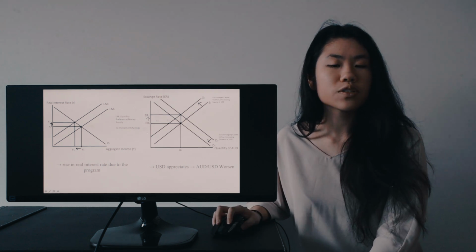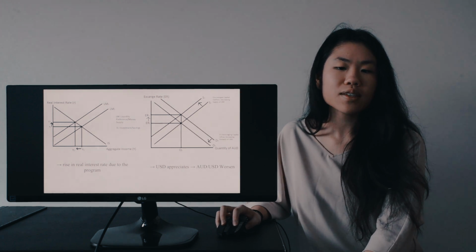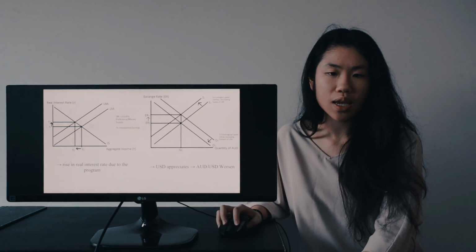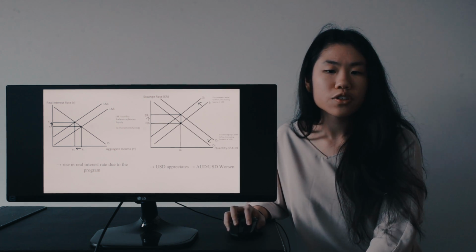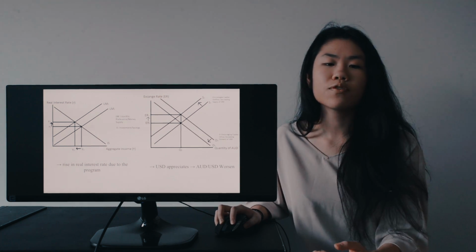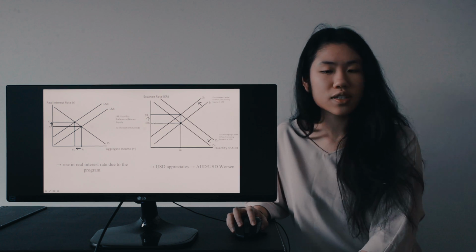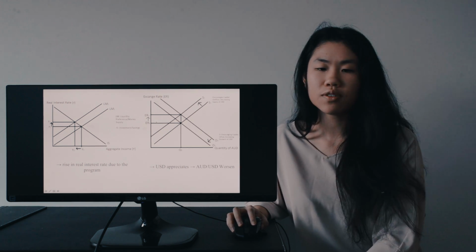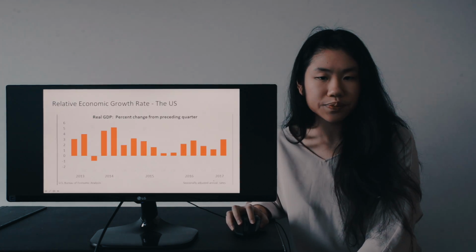With real and nominal interest rates increased, there will be less capital outflow and therefore less supply of the US dollars. At the same time, the high interest rates will attract foreign investors to increase the capital inflow and therefore greater demand for the US dollars. So you can see that the exchange rate of the US dollar increases, its relative value increases, so the Australian dollar depreciates against the US dollar.